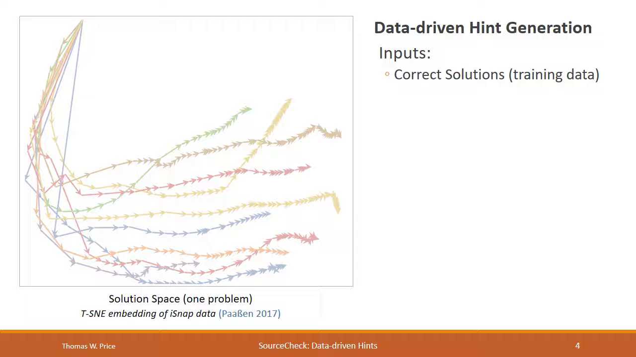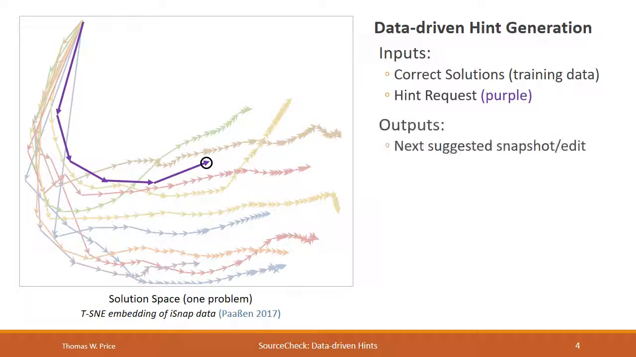The goal of these algorithms is to take a second piece of input, a hint request, which we can represent as a partial trace through the solution space, which ends, rather than in a solution, in a hint request. So then the goal is to take that hint request and return to it a suggested next step, which we can represent as a subsequent snapshot or an edit to the student's code.